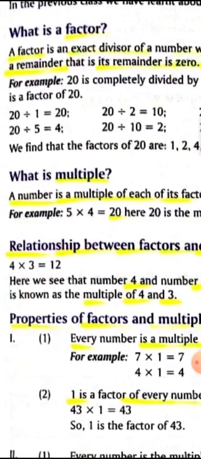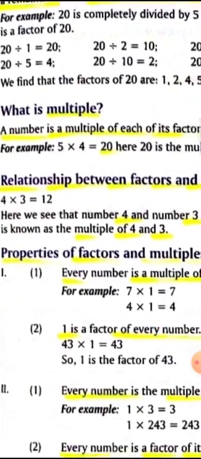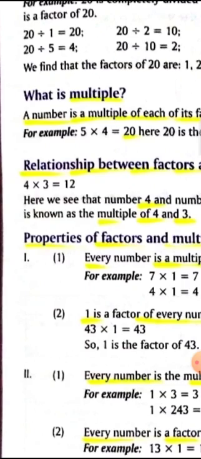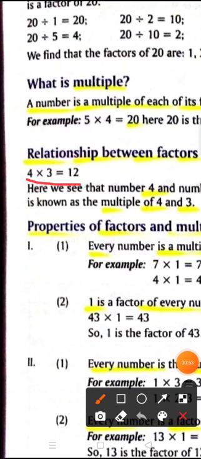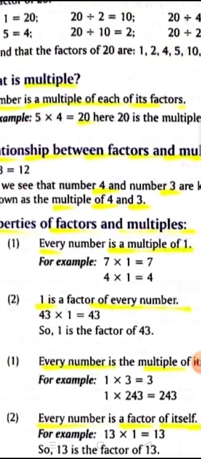What is a multiple? A number is a multiple of each of its factors. Here you have seen the relationship between factors and multiples. Here you have seen 3 into 4 is 12. The numbers 4 and 3 are the factors of 12, and 12 is the multiple of 4 and 3. Both are interrelated. Now see the properties of factors and multiples.